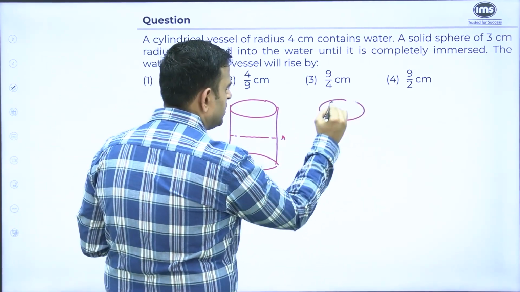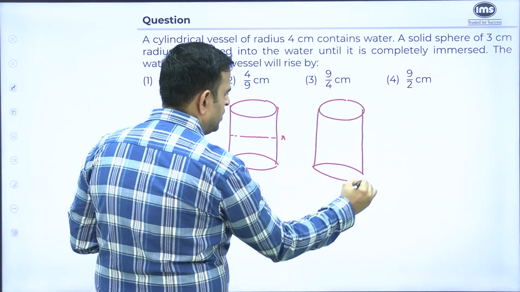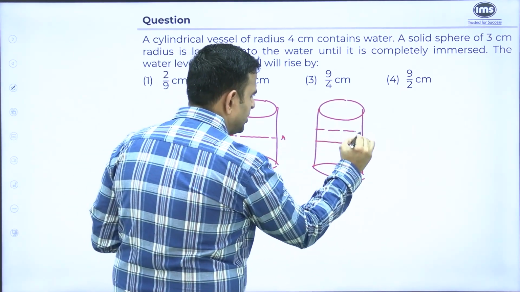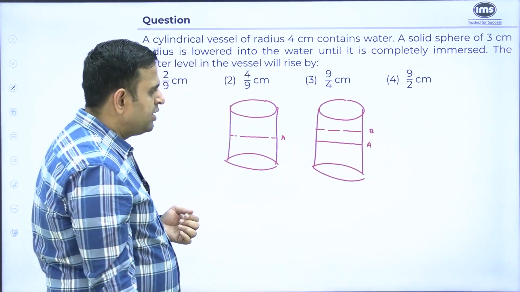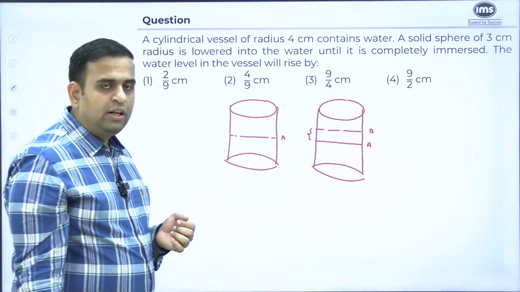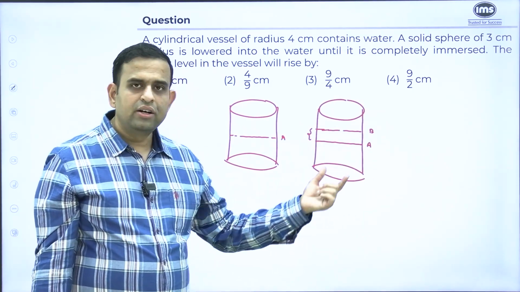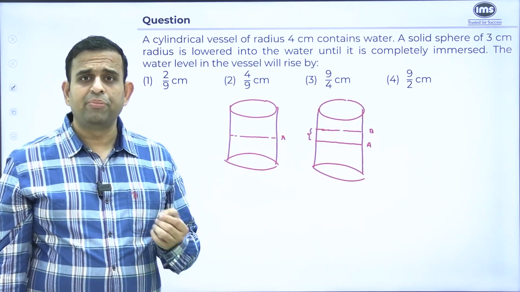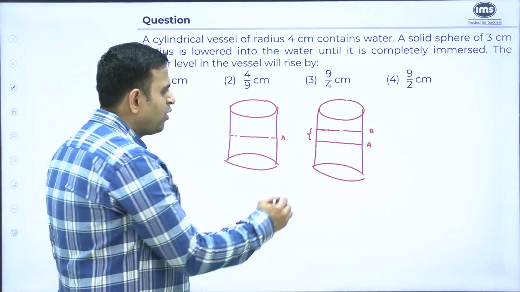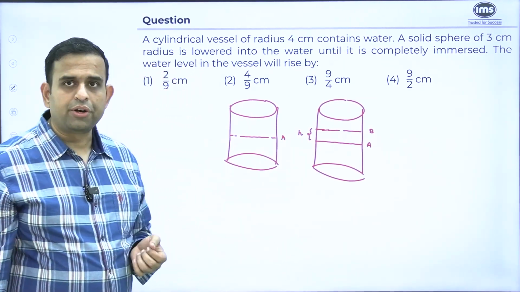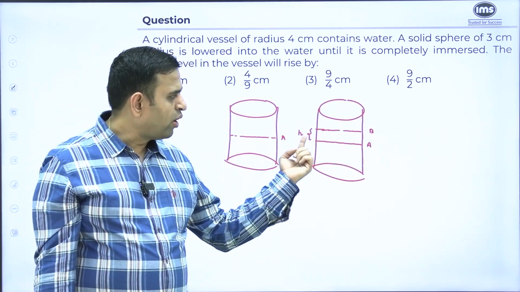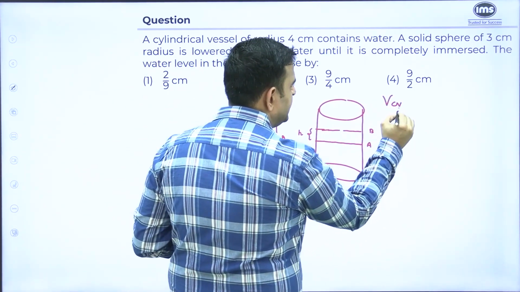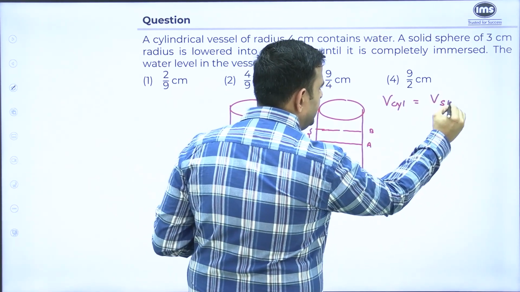So let's say the water level was at A, and after you put the solid sphere, the water level goes to some amount, let's say B over here. Then understand, this is the rise in the water, and the amount of water over here is nothing but the volume of the sphere. I will take the help of this fundamental principle to solve this particular question. So suppose I call H the rise in the water. In that case, this volume of water is nothing but pi r square h. So volume of the cylinder should be equal to volume of the sphere.